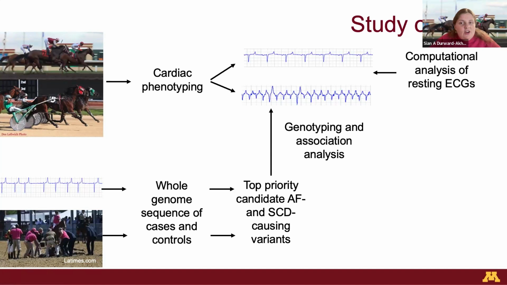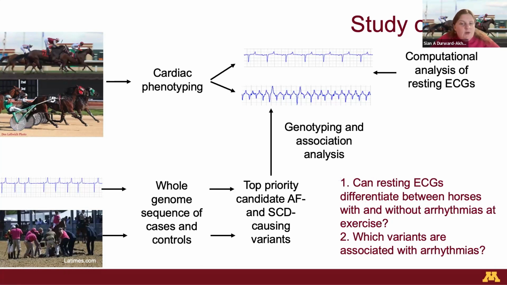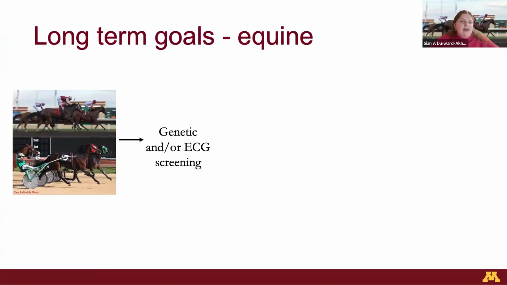And then finally, we have the computational analysis of resting ECGs. Overall, this will help us answer the questions that I talked about for our objectives: 1, can resting ECGs differentiate between horses with and without arrhythmias at exercise? And 2, which of these variants are associated with arrhythmias and sudden cardiac death? When we take a step back and look at our long-term goals, our goal is to develop genetic and/or ECG screening tests.